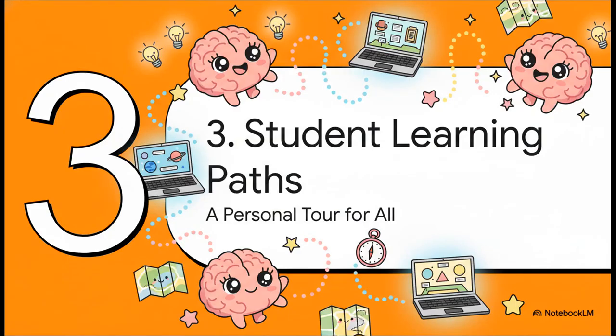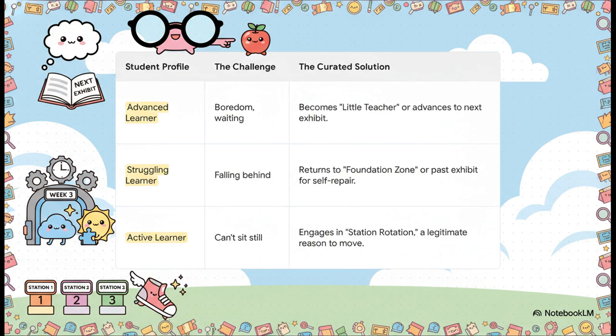Okay, so this all sounds great in theory, right? But how does this system actually build a personal tour for those 3 different kids we talked about earlier? The ones whose brains were unlit? How does it help all of them at the same time? This is where the magic really happens.